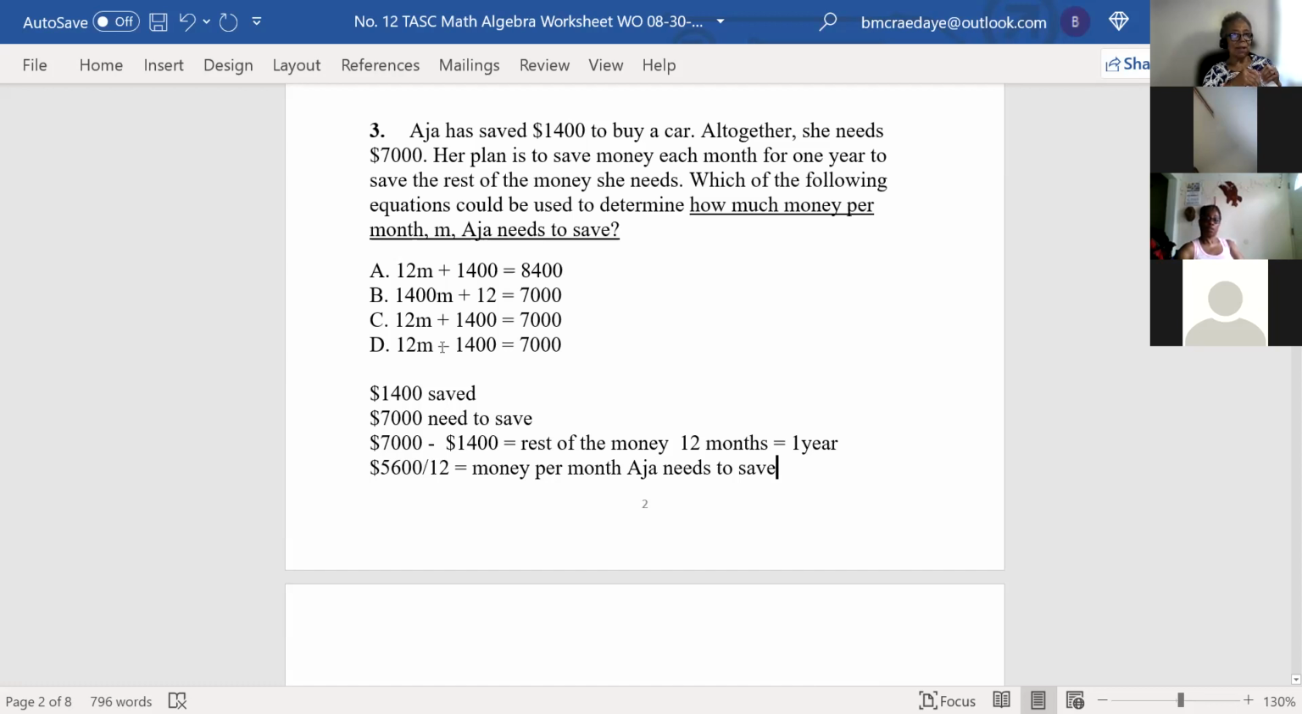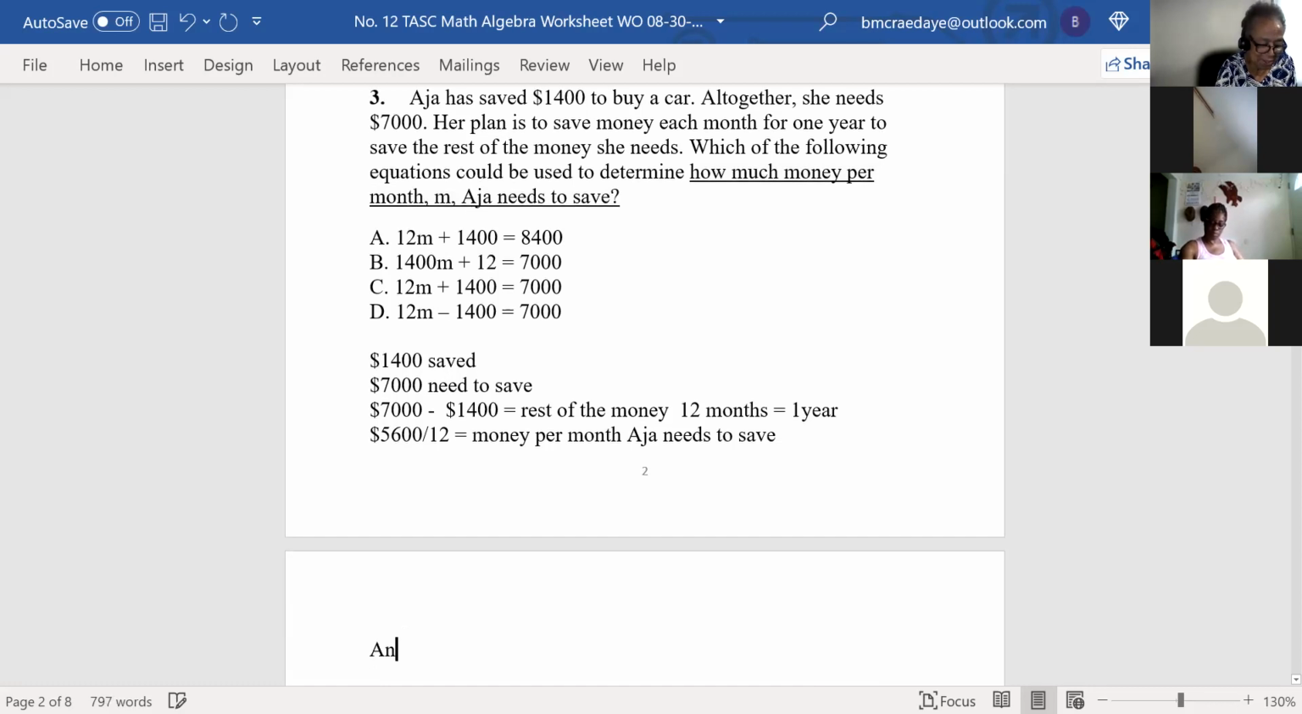Which one? Either C or B. Which one, Michelle? C. C, very good. So the answer is C, because if you took this expression and subtracted the 1400, you'd get 7,000 minus 1,400, 5,600. And this is a multiplication, so you would divide by 12 to get M, the money per month. Very good.